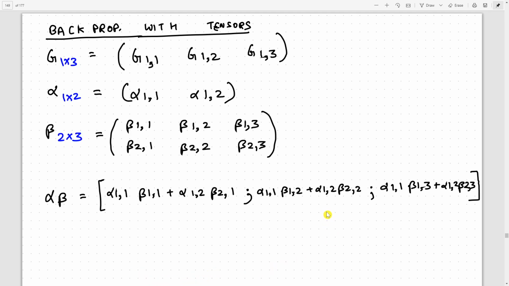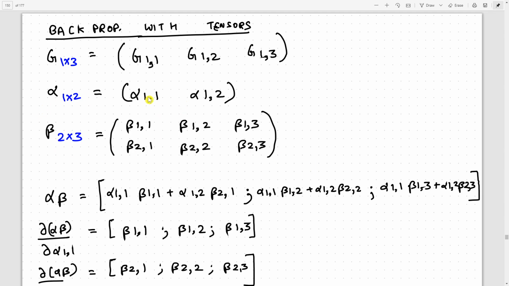Right? Now let's just write alpha into beta. So alpha into beta would be a 1 cross 2 times 2 cross 3 dimensional matrix product. So it would be 1 cross 3, as is G, right? So the first row of alpha times the first column of beta, you get alpha 1,1 times beta 1,1 plus alpha 1,2 times beta 2,1. This becomes your first term. Your second term is alpha 1,1 times beta 1,2 plus alpha 1,2 times beta 2,2, and so on and so forth. So you can write alpha beta, and this would be a 1 cross 3 dimensional matrix.